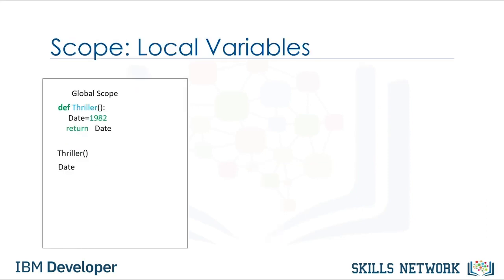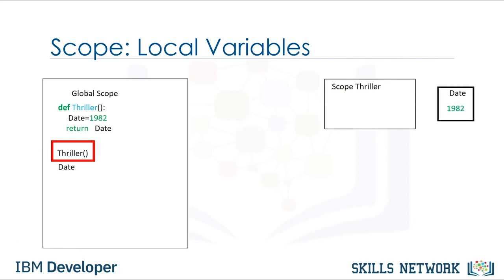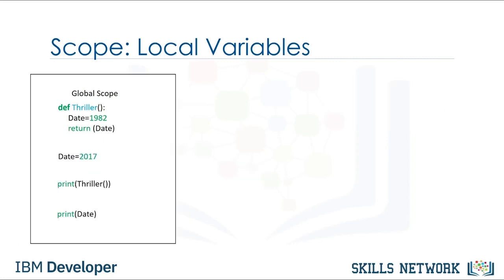Local variables only exist within the scope of a function. Consider the function thriller. The local variable date is set to 1982. When we call the function, we create a new scope. Within that scope of the function, the value of date is set to 1982. The value of date does not exist within the global scope. Variables inside the global scope can have the same name as variables in the local scope, with no conflict.